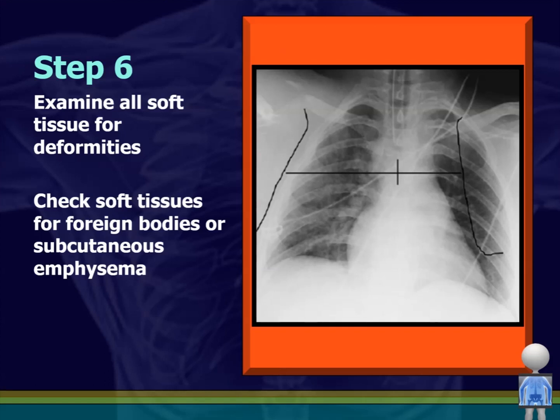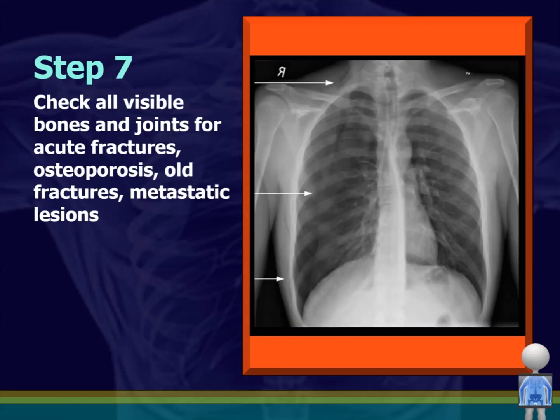Interstitial spaces. In this case, this person has some soft tissue swelling here, and the reason why is because of the broken clavicle. I don't want to miss that on my x-ray. Look at all the soft tissue as well. Step 7 now, look at your bones, joints. Looking for acute fractures like that clavicle, osteoporosis, old fractures, metastatic lesions, whatever it is. Look at all the bones and joints that are on your film in front of you.